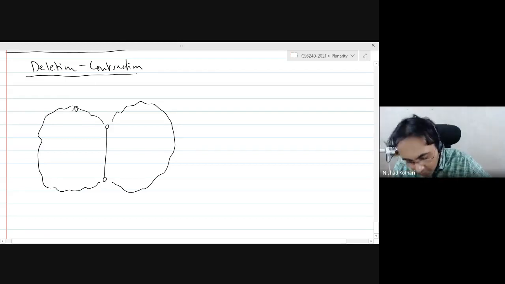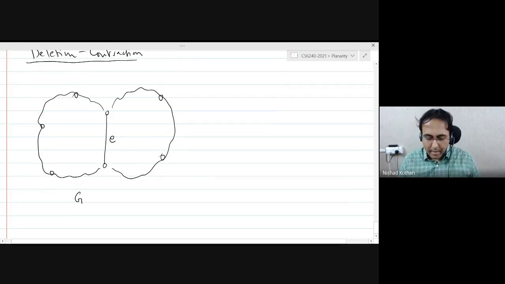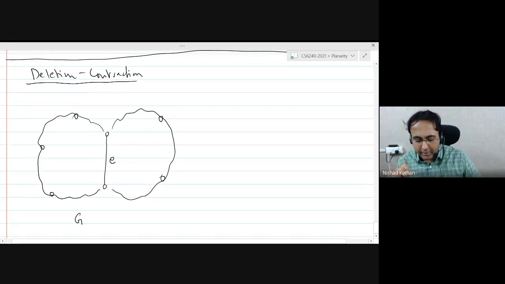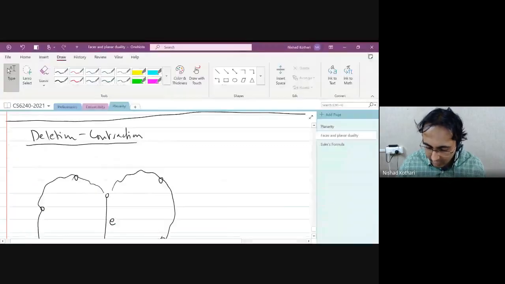Okay, so let's say I have some graph, so this is my plane graph, G, and I'm looking at this one edge here. I want to understand, if I delete this edge from the graph, what operations do I have to do in the dual in order to get the dual of the graph after deleting this edge? Okay, so let's draw the dual locally.